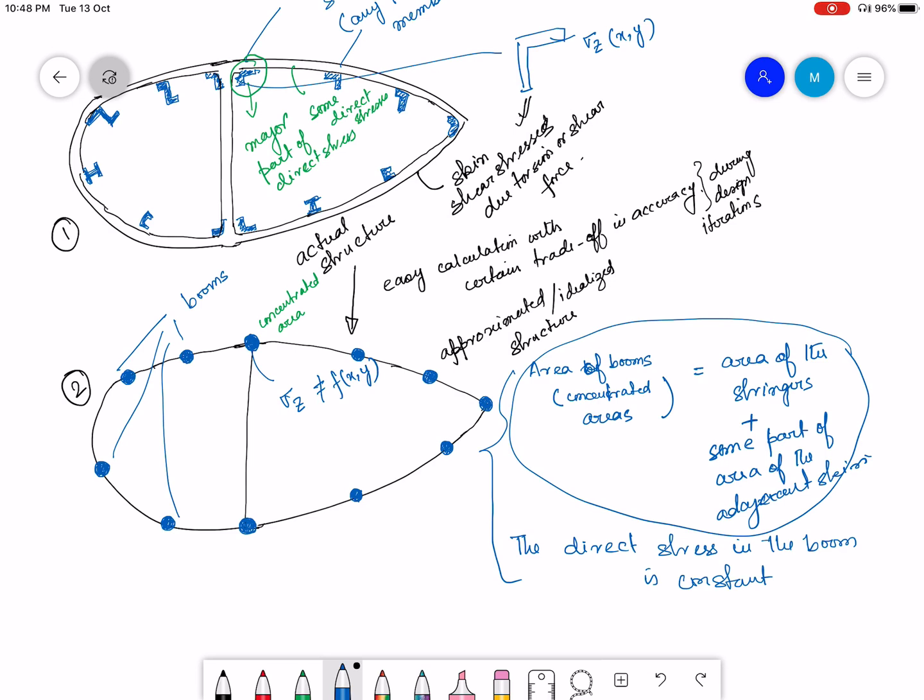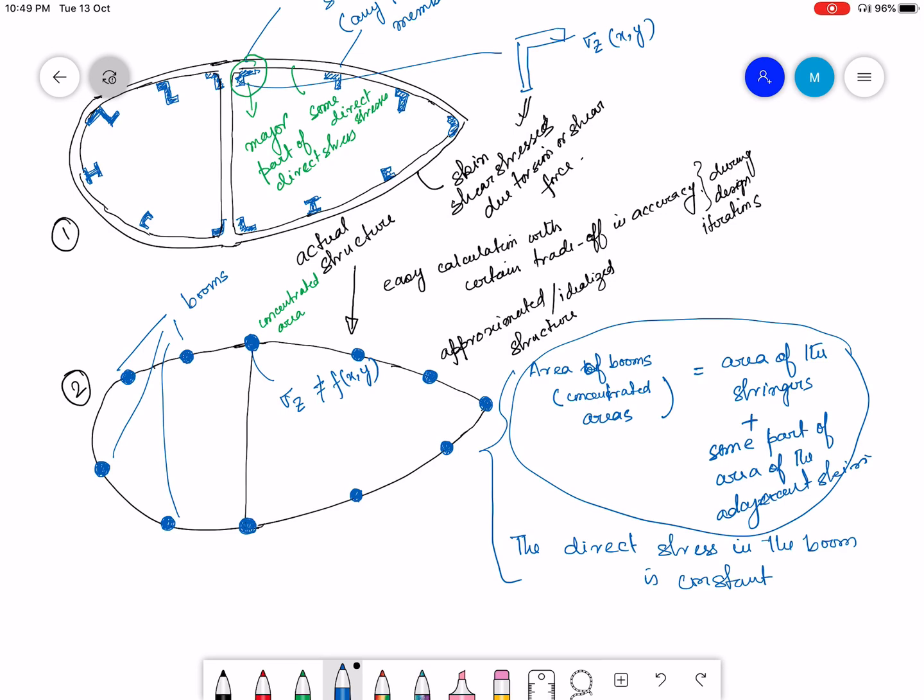Okay, so if I want to summarize, in the idealized cross section, the booms are at the location of the stringers. They have a concentrated area. The area is equal to the area of the stringer plus some portion of the area of the adjoining skin. And there is no variation of direct stresses in the boom. So each boom has only one value of direct stress. And the boom is not going to take any shear stress. The shear stress will be carried or withstood alone by the skin.